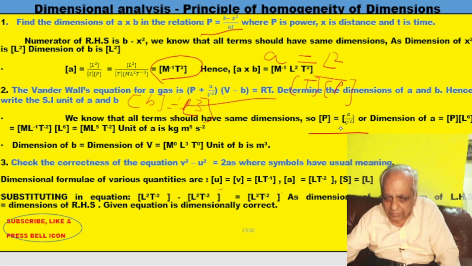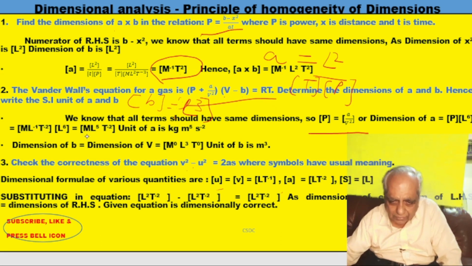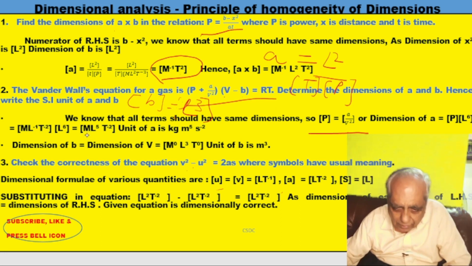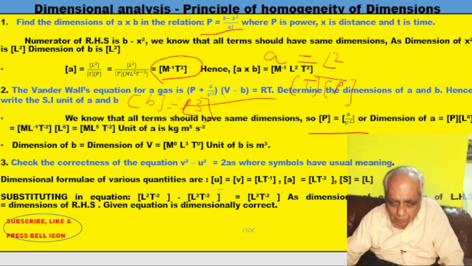Dimension of B is L raised to 3. So the dimension of V square would be L raised to 6. Dimension of P we have already used here. So we'll put the dimension of P into L^6. I will get the dimension of A, which I have got as M L raised to 5 T raised to minus 2. So this is the dimension of A.